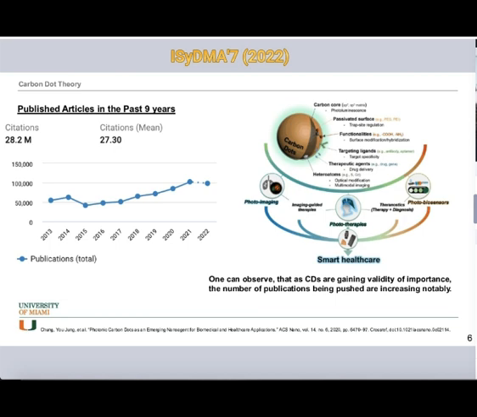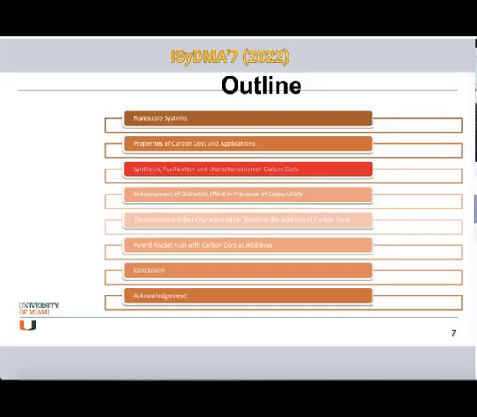But this morning I will talk mainly about three applications: the enhancement of the electric effect, the thermoelectric effect, and finally the hybrid rocket fuel. So let's start with the properties of the carbon dust and its applications.